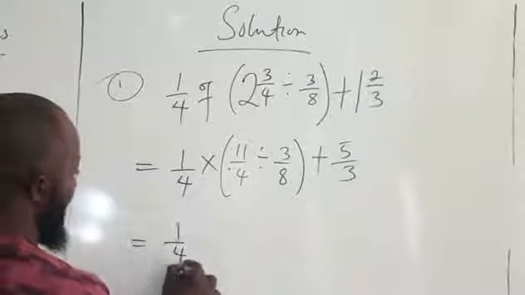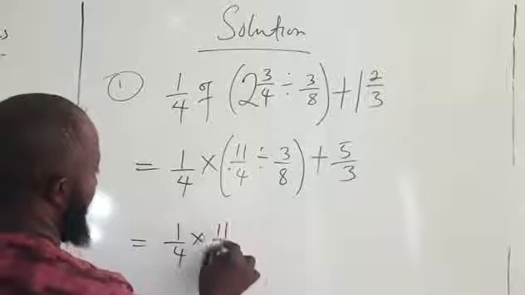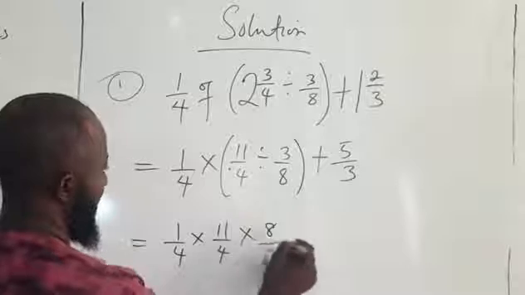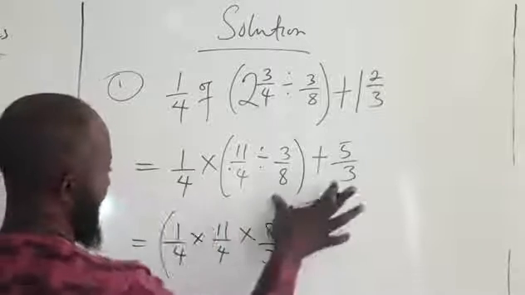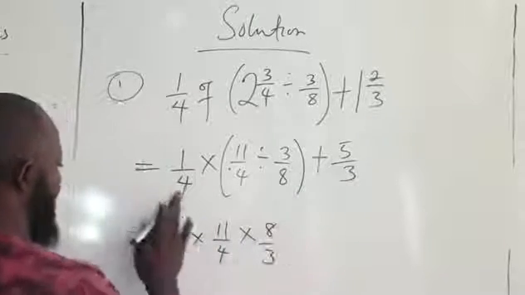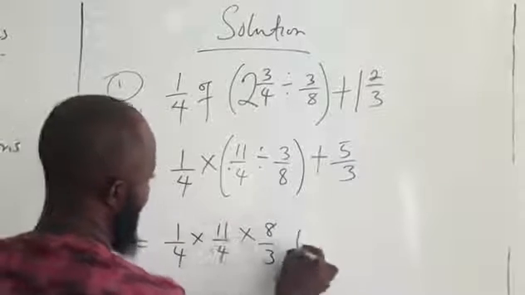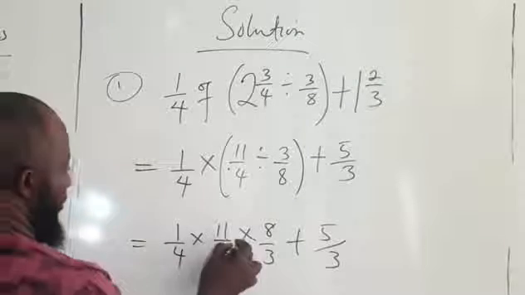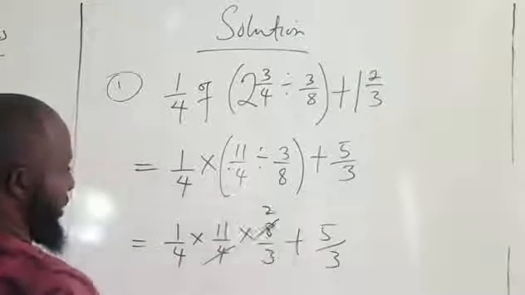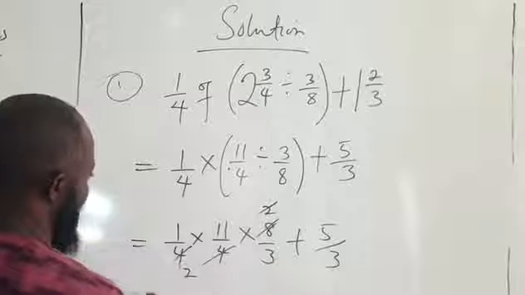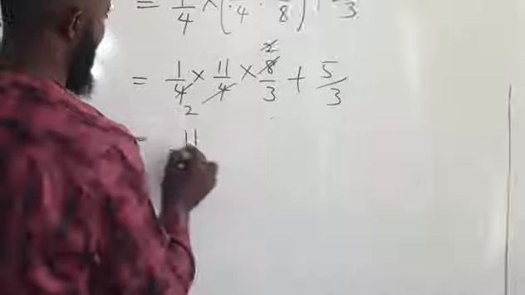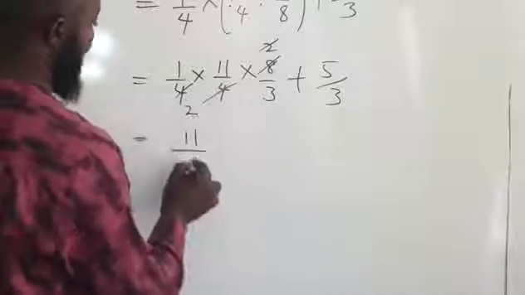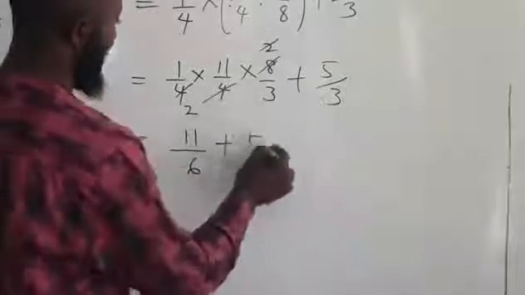So we can combine this together. That's 1 all over 4 times 11 all over 4 times, we change this one, 8 over what? 3. Then we can put this one in brackets, or we can leave it like that, but you just know that you're not adding, plus 5 over 3. So all these ones are what? Multiplication. 4 here 1, 4 here what? 2. Yes, 2 here 1, 2 here what? 2. So what do we have left? We have 11 all over what? 3. All over 6 rather. 2 times 3, that is 6, plus 5 over 3.